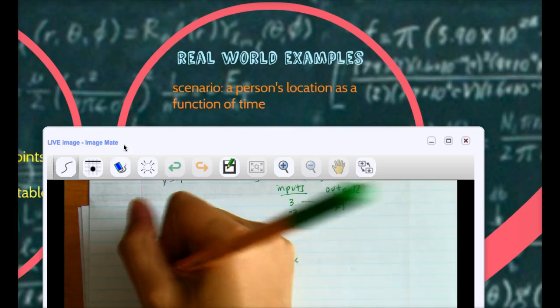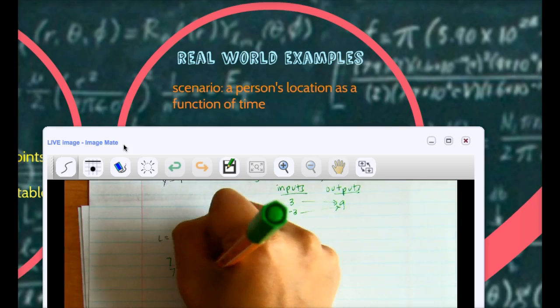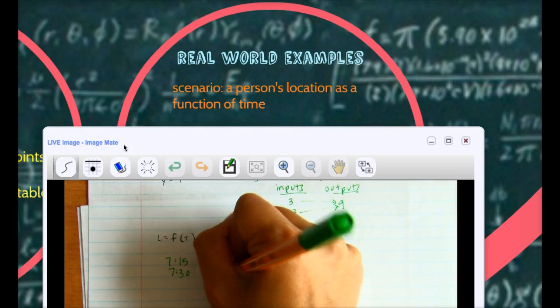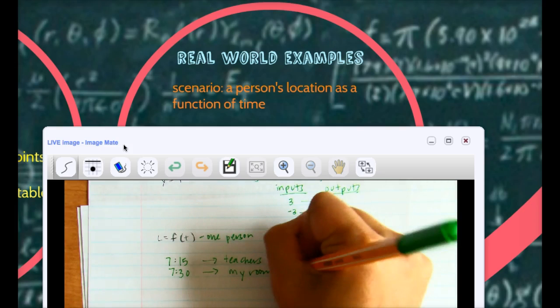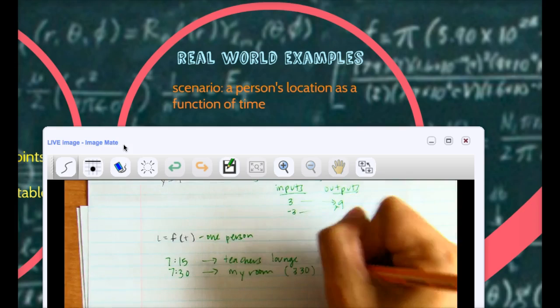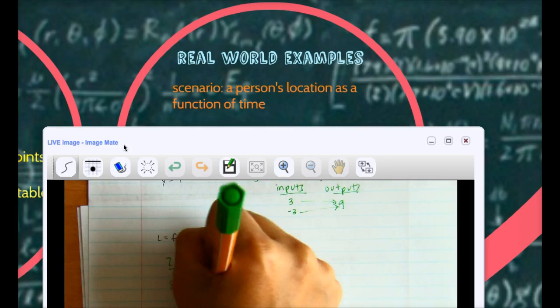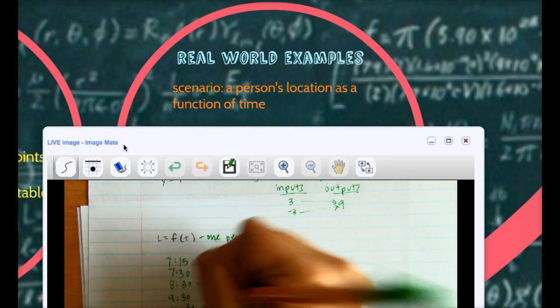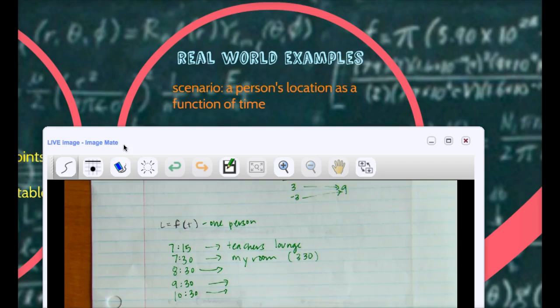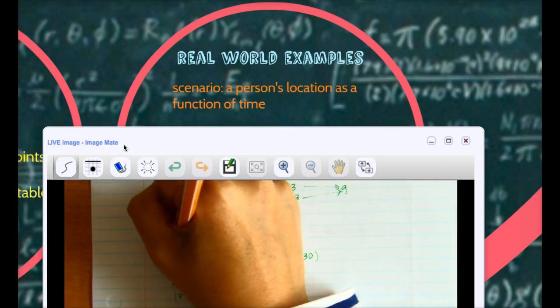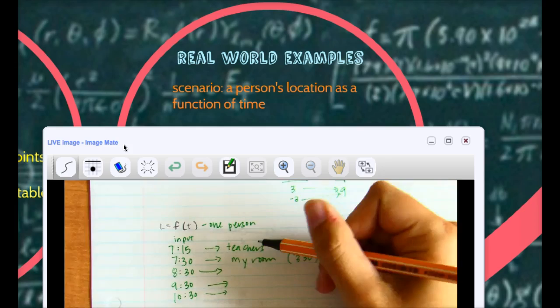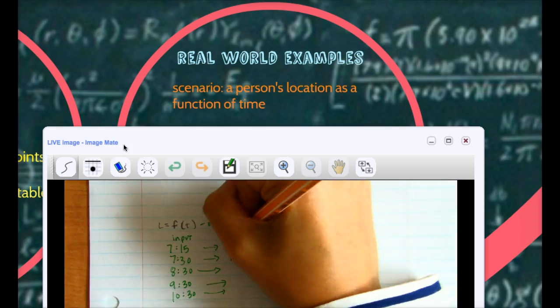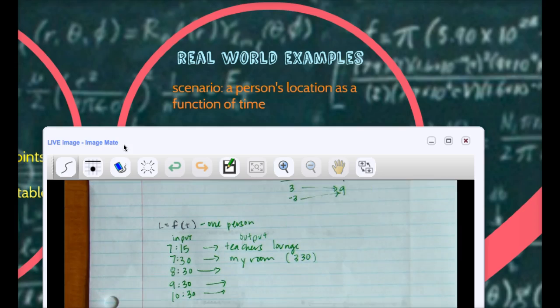And then at 7:30, I moved over to my room, or room 330. Consider where you were at 8:30, at 9:30, at 10:30, and in each of these, your location might be changing. Considering each of these locations and your time, so your time is your input, and your location depends on your time, so this is going to be your output, or your dependent variable.